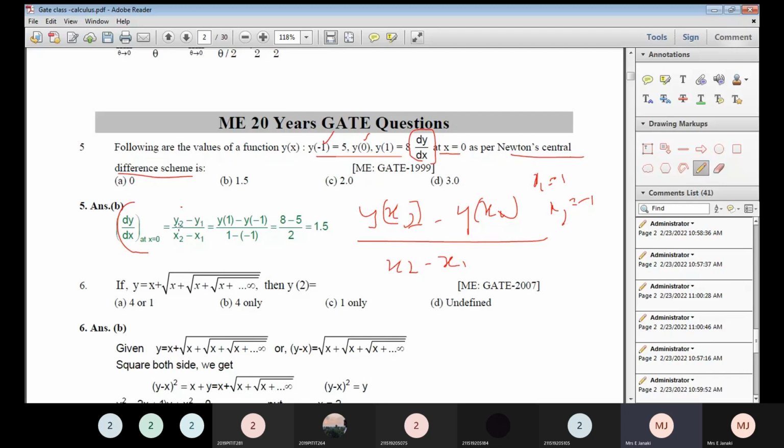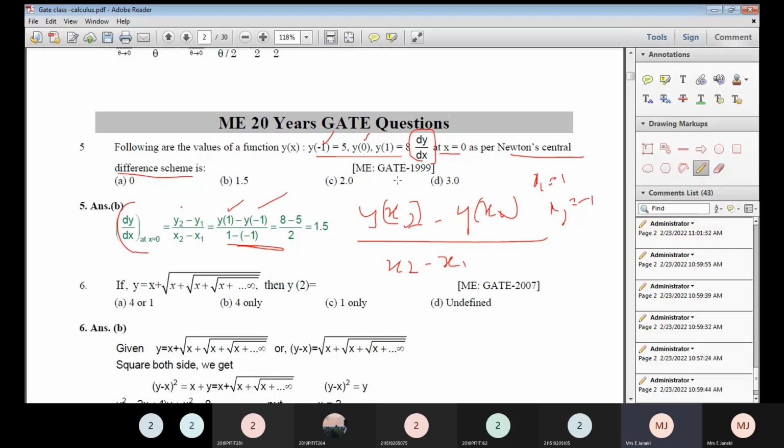So apply here y of x2 minus y of x1 divided by x2 minus x1. Here x2 is equal to 1 and x1 is equal to minus 1. So now y of 1 is equal to 8 minus y of minus 1, which is 5, and the denominator term is 1 minus minus 1, which becomes plus 1, so 2. So 8 minus 5 is 3, 3 by 2 is 1.5. So this is the answer.